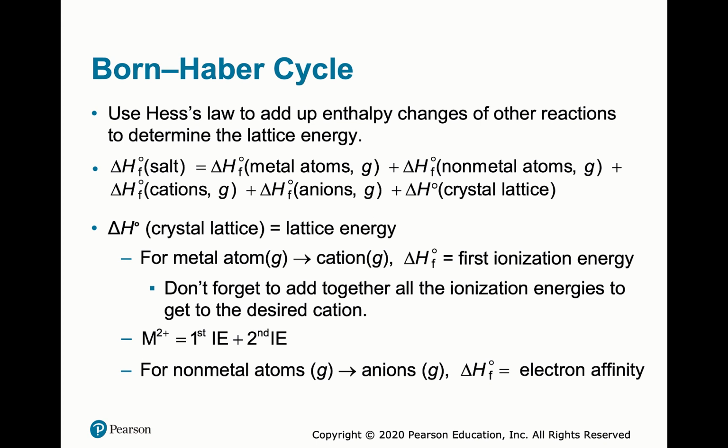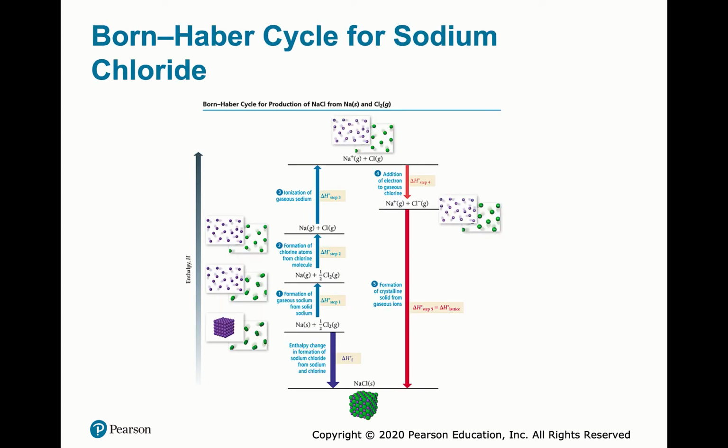And the idea with this is we have a certain set of known things that happen, and then we have our unknown step, and the lattice energy is the unknown step. If you know everything else, you can calculate that lattice energy. And here's a picture of that.